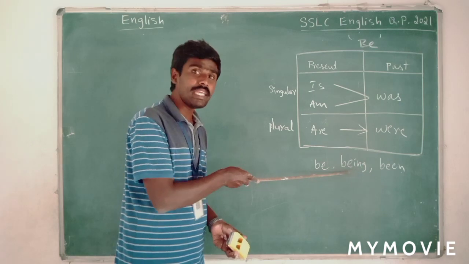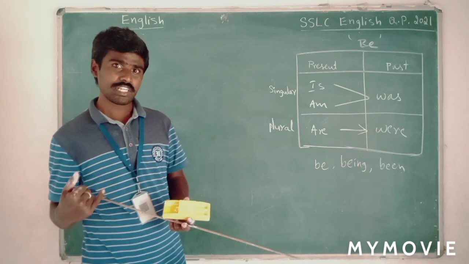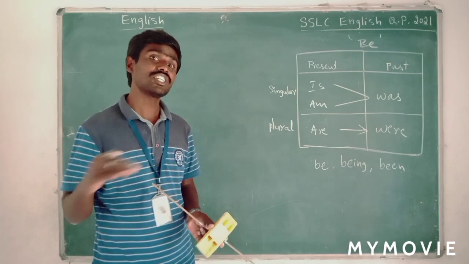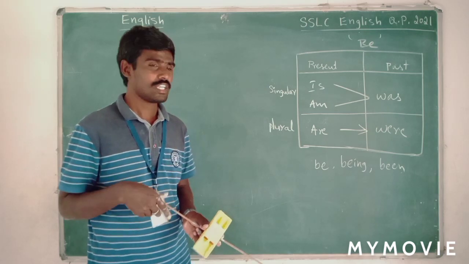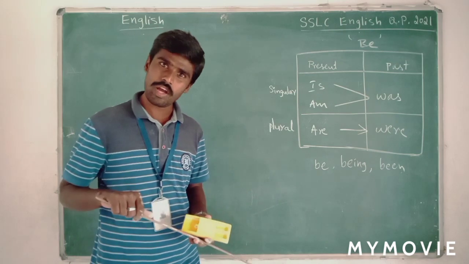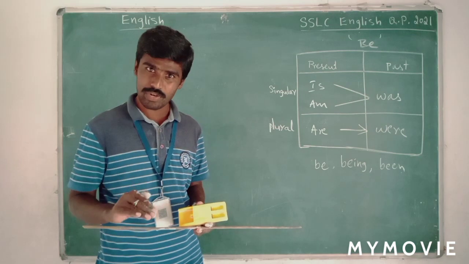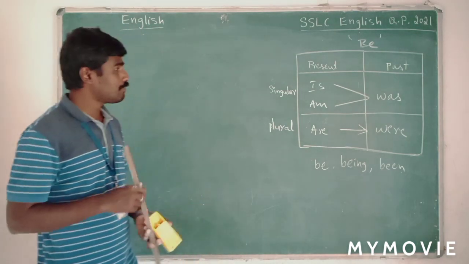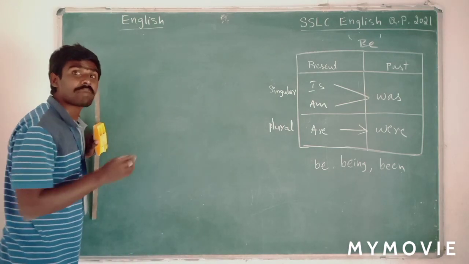We use being while changing an active voice sentence into passive voice if the sentences are in continuous tense. It may be present continuous or past continuous. We use been while changing an active voice sentence into passive voice if the sentences are in perfect tense. It may be present perfect or past perfect. Now let's take an example and we will see how these be verbs are used in passive voice.